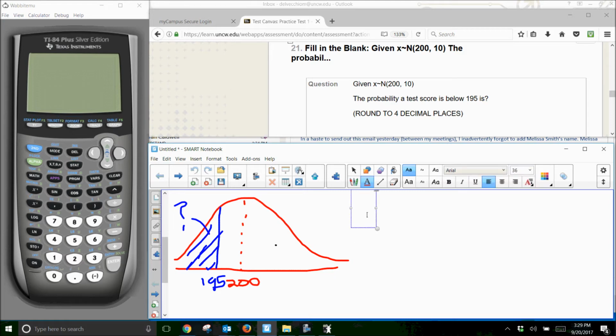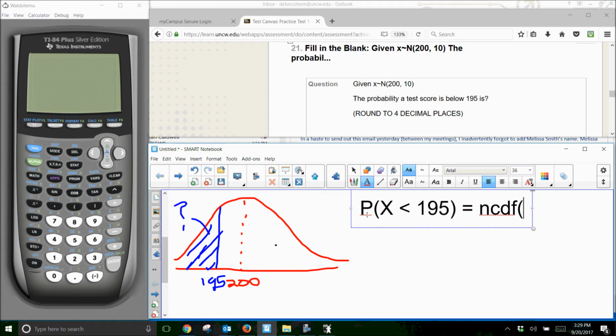So you can think of this written as, what's the probability that x is less than 195? Well, here again, we are given an x, 195, and we're looking for the area to the left. So we're going to use the normal CDF function. And because we're dealing with test scores, we will have to put the mean and standard deviation in.